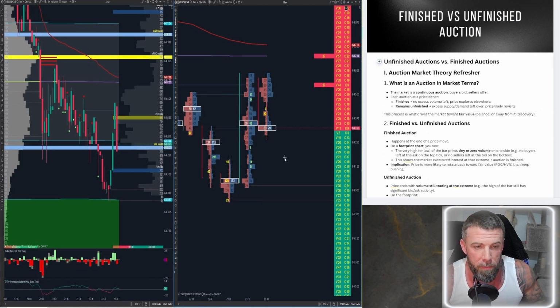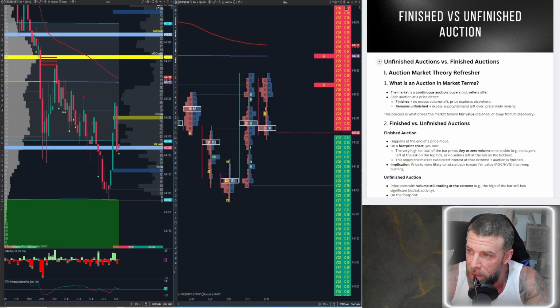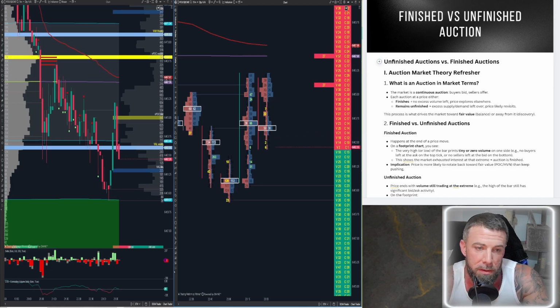So let's look over here to the finished and unfinished auction. Everything here refers to the auction market theory that there's going to be bidders, people having a bid, and people on the offer in the entire market. There's going to be makers and takers. Makers are passive liquidity. They are putting orders into the order book that are visible. And then there's takers, which are market executions, aggressive buyers or sellers at the bid and the ask that we can see on the footprint.